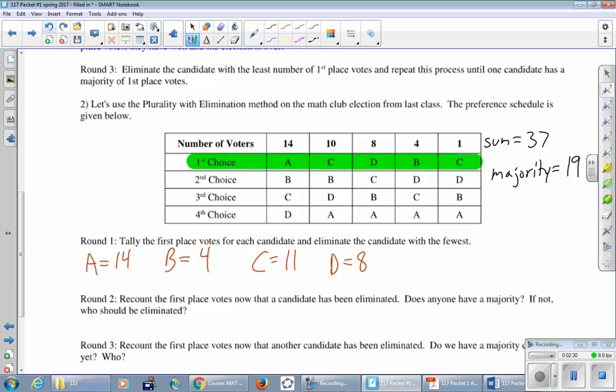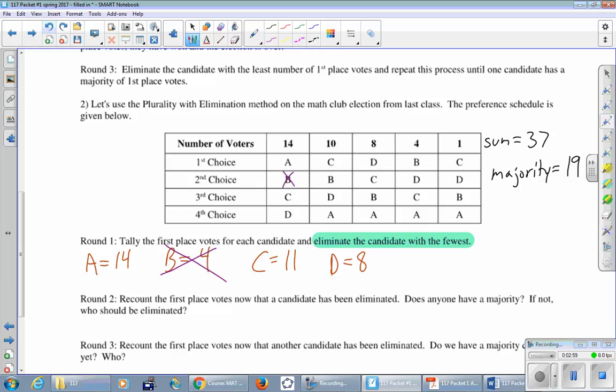So does a single candidate have a majority? Does anybody have 19 or more? And the answer is no. And so if nobody has a majority, then what we do is eliminate the candidate with the fewest number of first place votes. So that is candidate B in this case, which only had 4 first place votes. So what that means is that we are going to get rid of candidate B, and that means moving everybody below B up one rank.